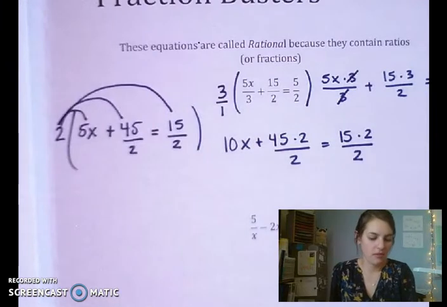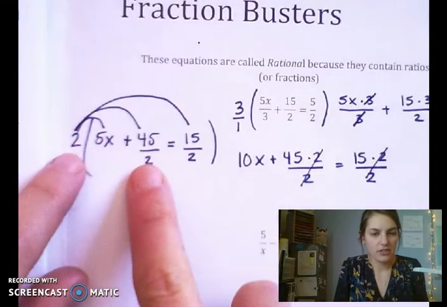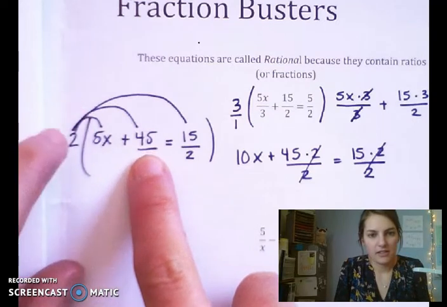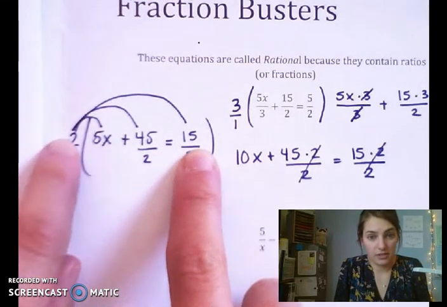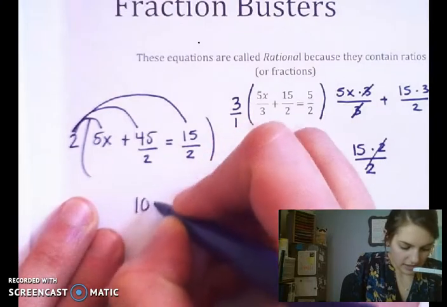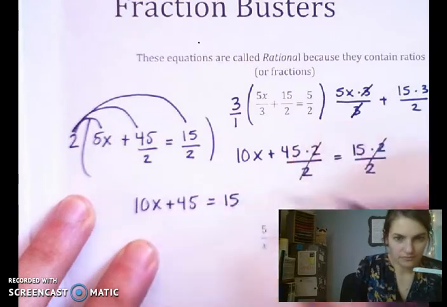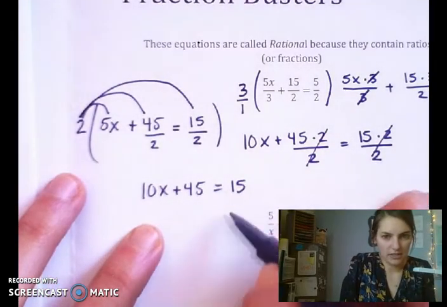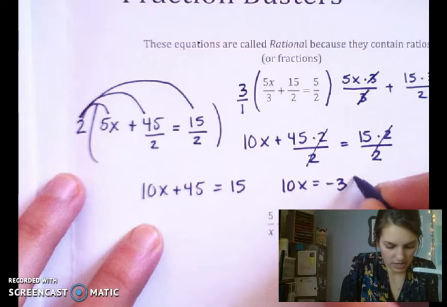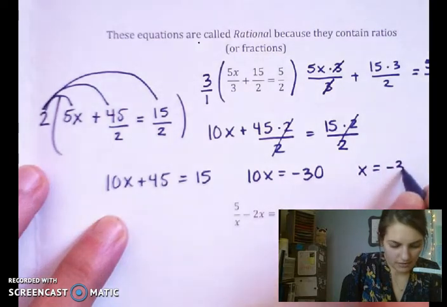Again, this is the super long way. So these 2's can cross out, and these 2's can cross out. Essentially, over here you can just think of this times 2 crossing out this denominator and just giving you your 45 back. And this 2 crossing out this dividing by 2 and just giving you the 15 back. So we have a real nice equation, just 10x plus 45 equals 15, which can be solved by subtracting the 45 over. So we have 10x equals negative 30. So dividing by 10 gives us x equals negative 3.